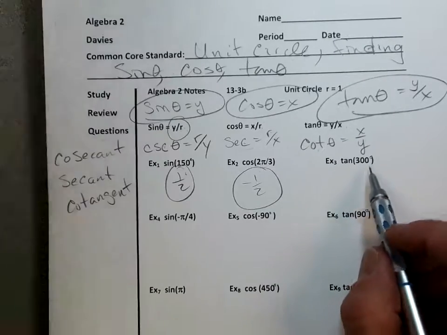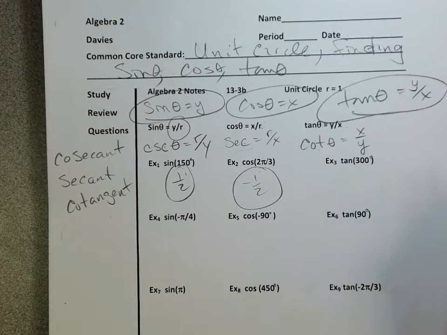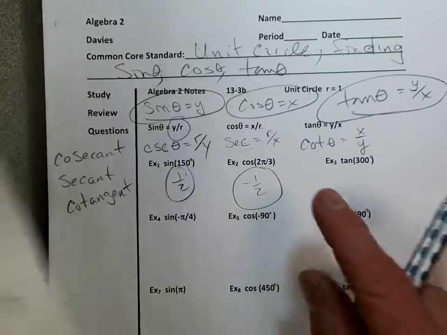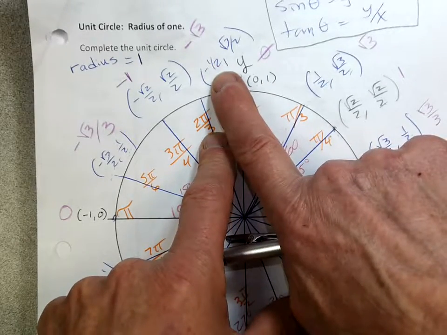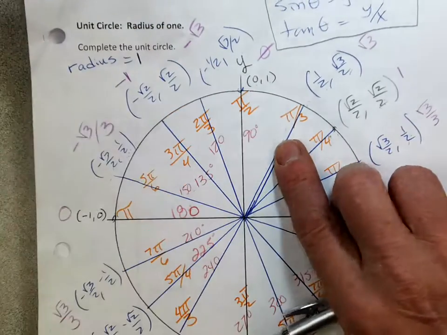Tangent of 300. Now, wait a minute. Am I going too fast? I'm sorry. Why is it 1/2? I know you just said it. Great. Let's go back to 2 pi thirds. So we're doing cosine, right? Here's 2 pi thirds. What's the x value of the point? Yeah, it's shifted over. Okay, yeah.